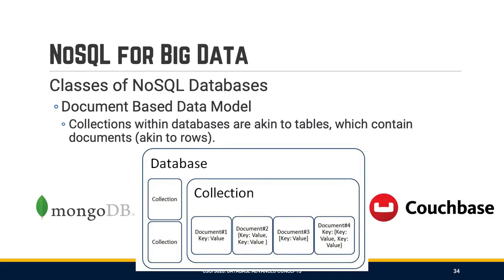Then finally, back to document-based databases, we have the idea where a collection exists within a database. The collections are close to what we would consider a table. Those collections are containers for documents, and each document would represent a row with what we're used to seeing. MongoDB is one of those examples, and Couchbase is a second example of a document-based data model.